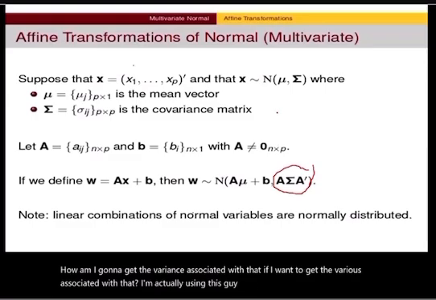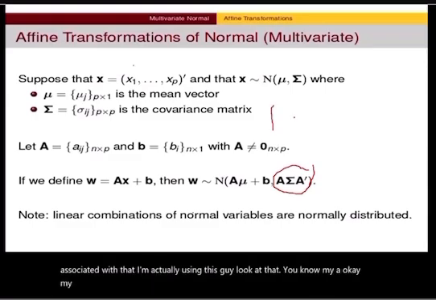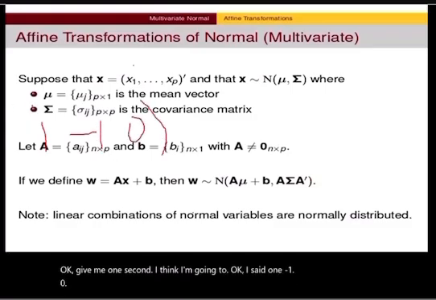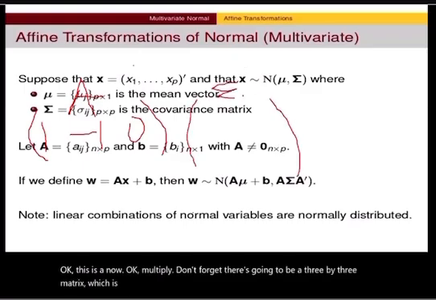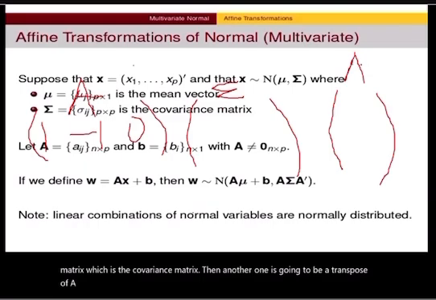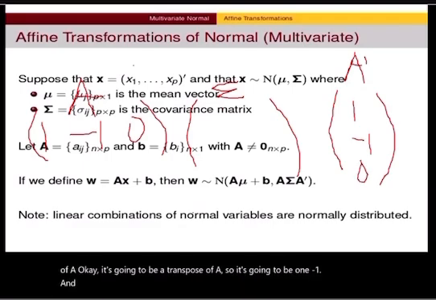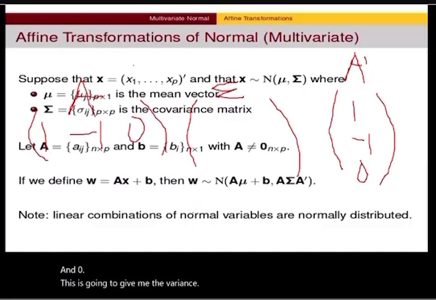Look at that. My A, I said 1, negative 1, 0. Okay, give me 1 second. I said 1, negative 1, 0. This is A now. Multiply by the 3 by 3 matrix, which is the covariance matrix. Then another one is going to be the transpose of A. So it's going to be 1, negative 1, and 0. This is going to give me the variance of the difference between the cholesterol level after 0 days and after 2 days.